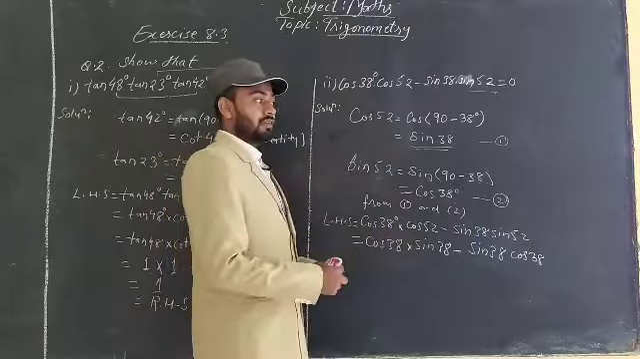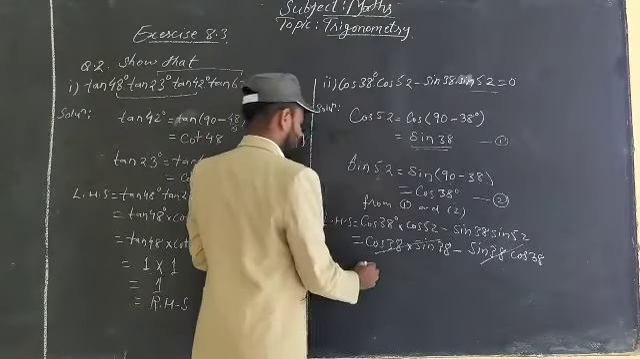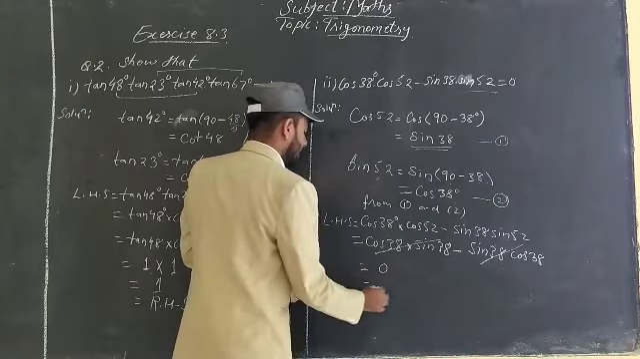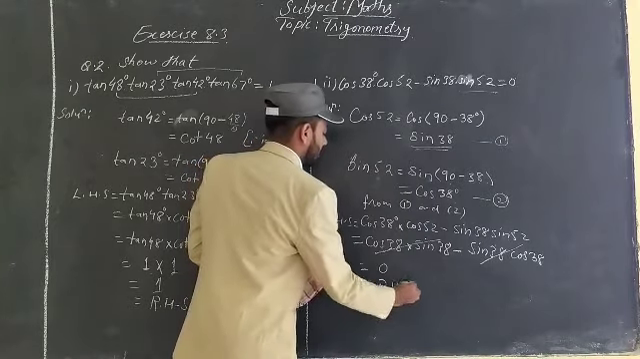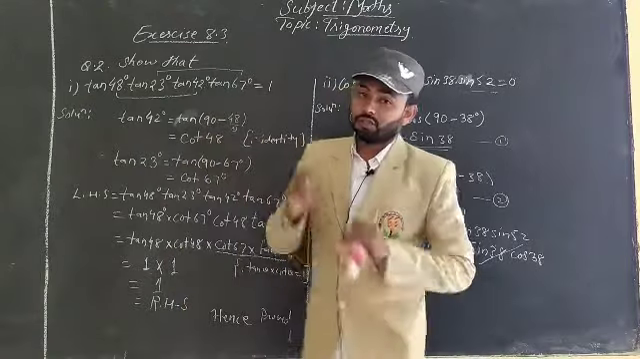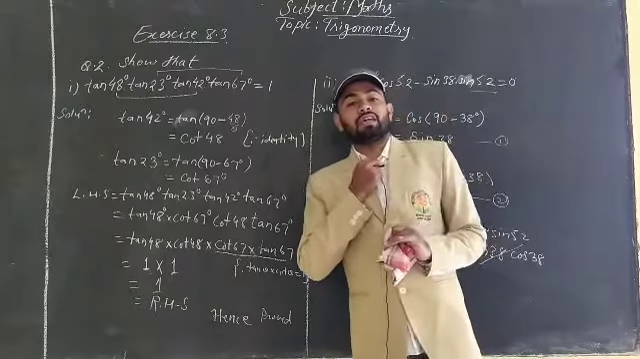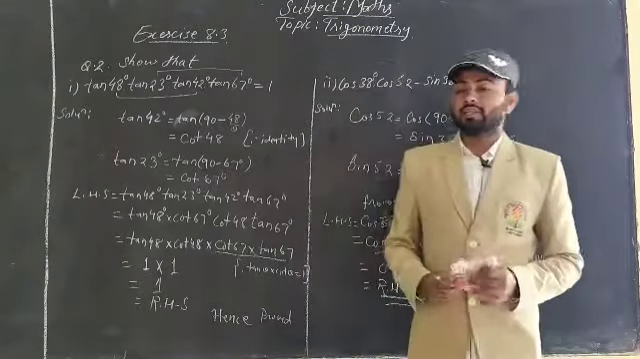Then you can see that sin 38 into cos 38, sin 38 into cos 38. Quantities are the same but the signs are different. So we can cancel it. So the answer will be 0, which is equal to the right hand side. Very easy type of question. Only thing is you have to learn those identities. So don't forget to learn the identities.